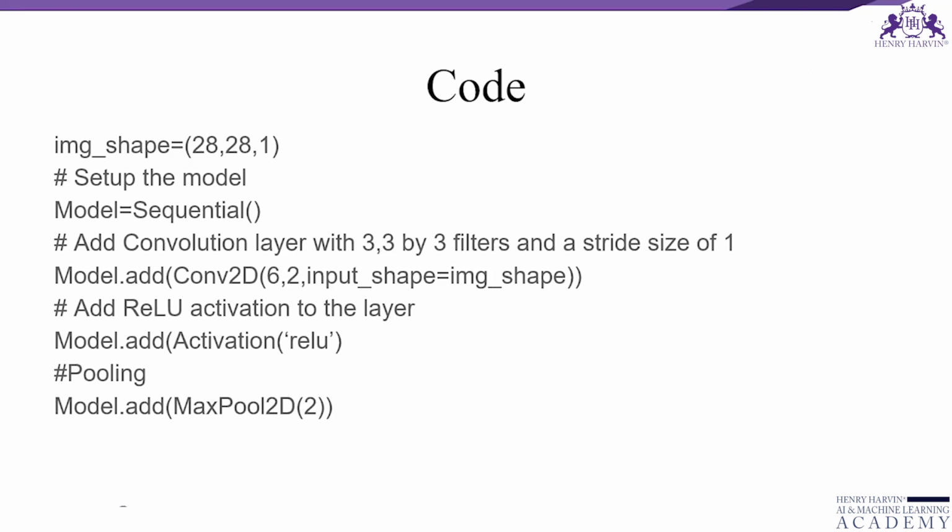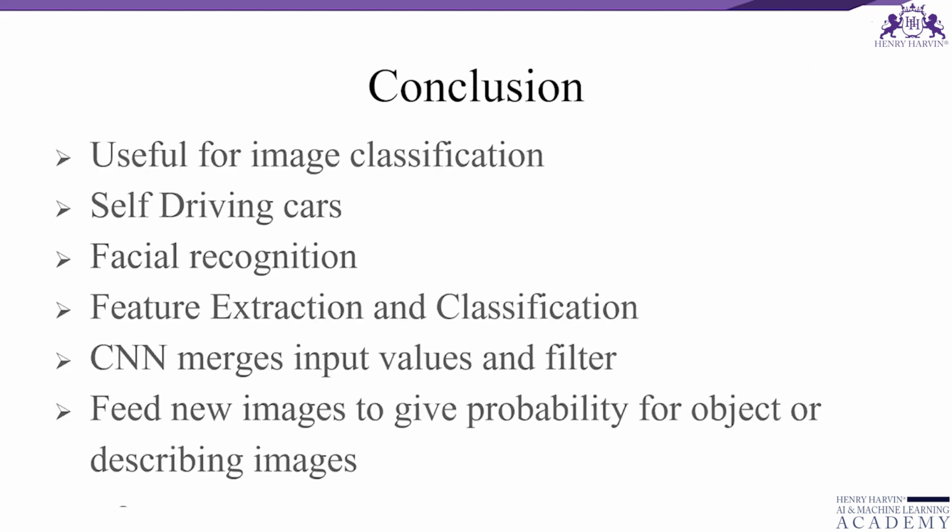Since I am using maximum pooling, I have shown it for maximum pooling. So very simple, right? We give the input, and whenever we set up the model, we use a Sequential model. For the convolution layer, we add Conv2D. We have to add activation, so we write add Activation. And then for pooling, I have used MaxPool2D.